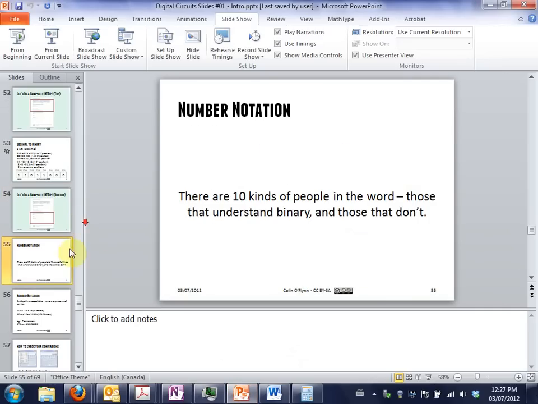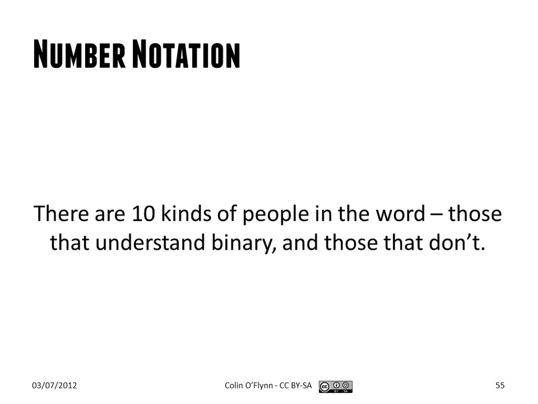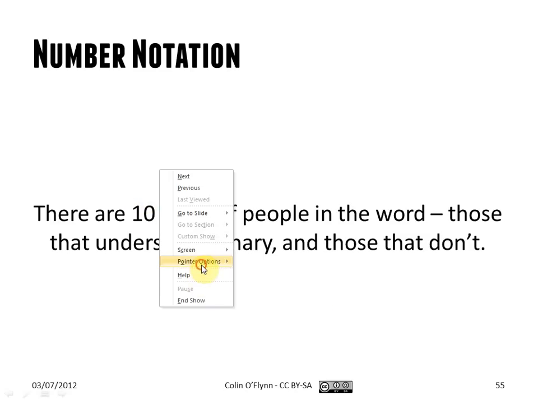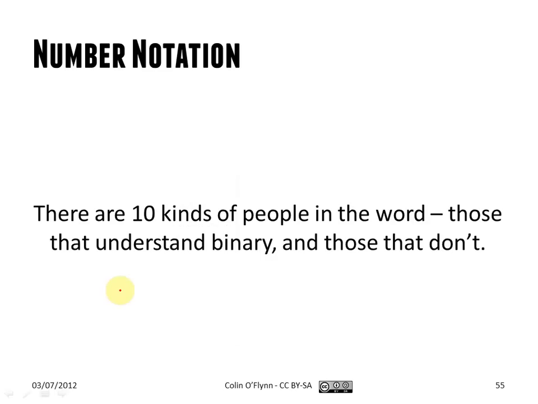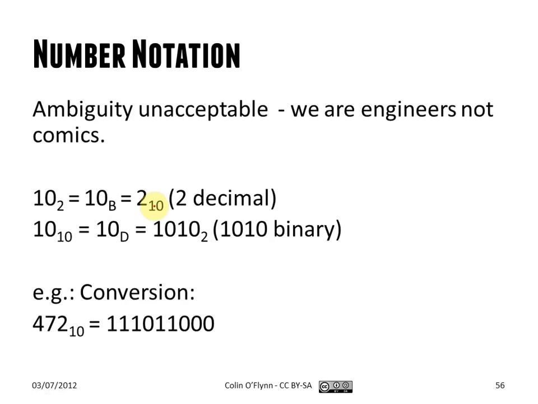There's a joke that people often use: there are 10 kinds of people in the world, those that understand binary and those that don't. What this is showing is there are multiple ways of interpreting a number. Obviously, this in binary means 2, but in decimal means 10. And if you just have a number written down, you don't know, is it 10, is it 2? Is this binary, and binary is equivalent to 2, or is it decimal, 10, or is it something else? We're engineers, we don't want this ambiguity. You don't want jokes in your code or anything like that.